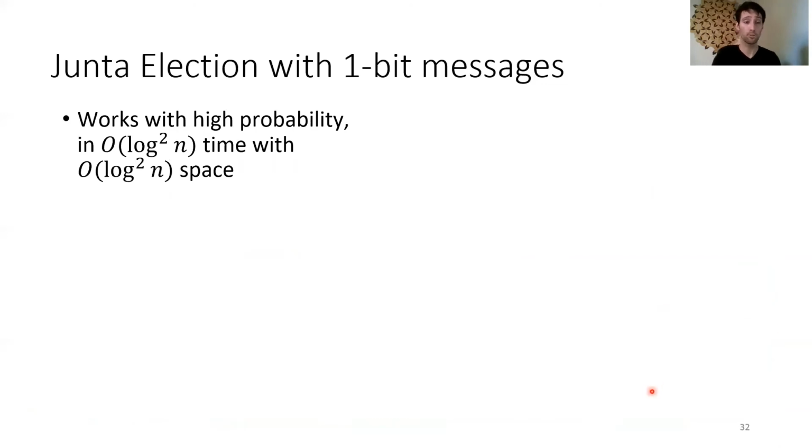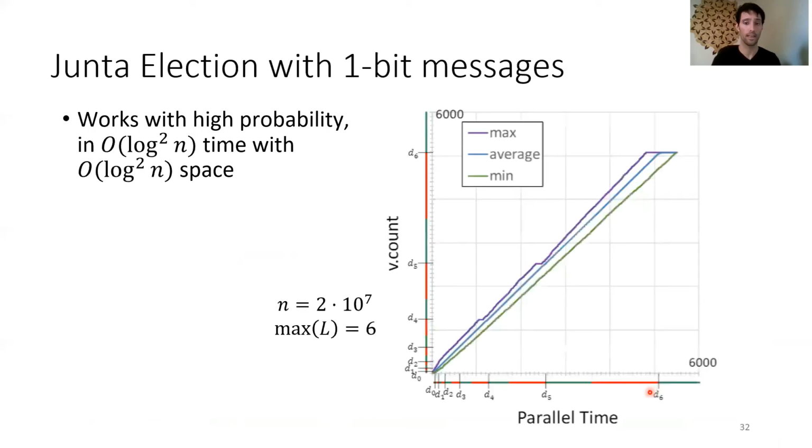And we are able to prove that this protocol works with high probability using log squared time and log squared space. And this figure shows an example run from a simulation on a population size of 2 times 10 to the 7th. And here the max level in the population was 6. And we can see from this plot, we have the minimum, the average, and the maximum of the counters of all the population. And we can see that those 3 values stay very close during the entire run.